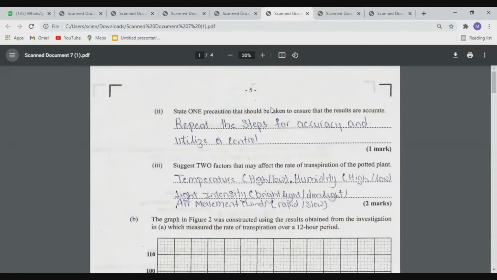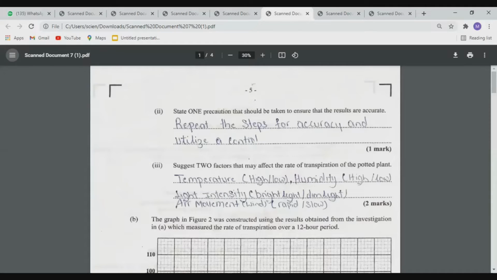3, suggest 2 factors that may affect the rate of transpiration of the potted plant. So I have temperature, which can affect the rate, whether it's high or low. Humidity also can affect the rate, whether it's high or low. Light intensity, whether it's bright light or dim light, and air movement, whether there is a rapid wind or slow wind. So it's windy or it's not so windy.